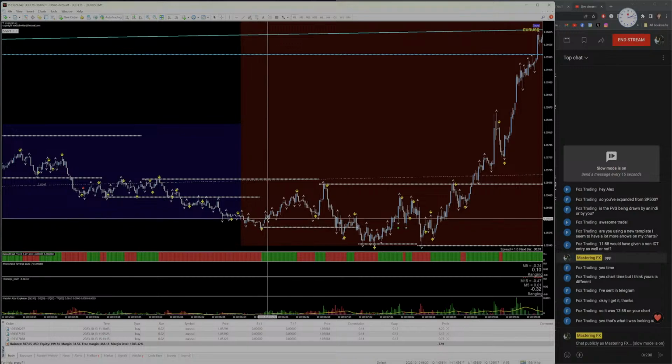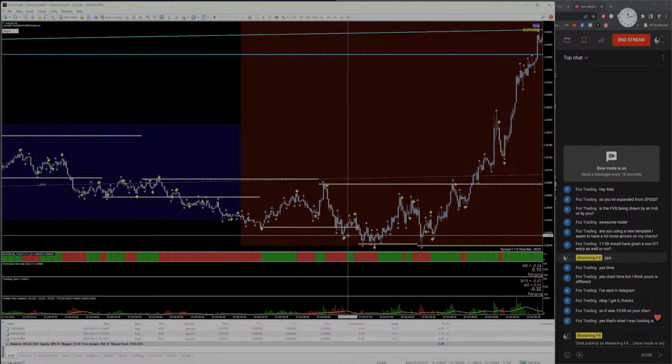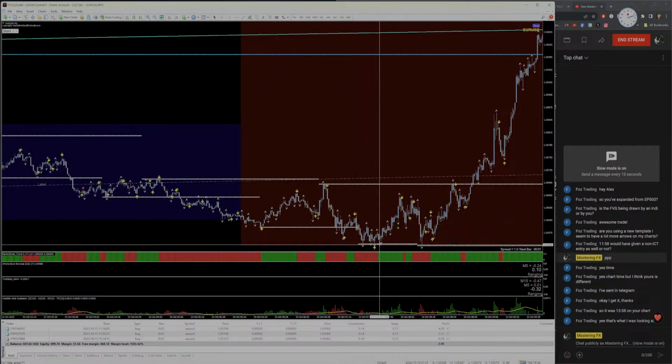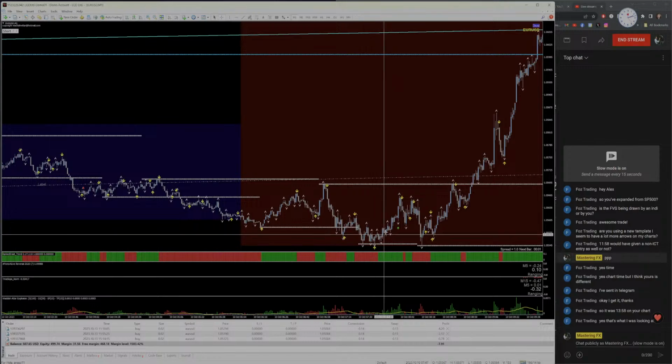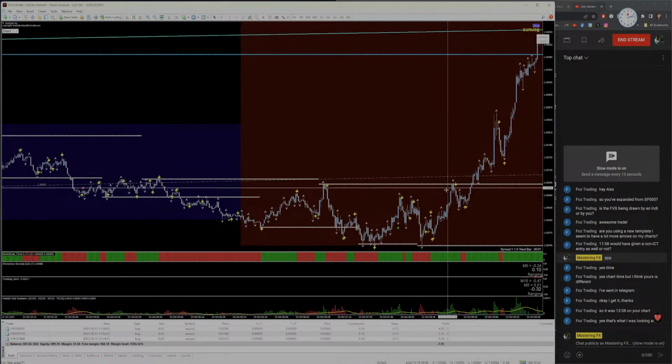There was a setup here somewhere. We did get a 1 to 3, got stopped out. Wait, and then we had an entry here. 1 to 3, got stopped out again, entry here, and then we finally moved up. So that was actually a pretty good day as well.